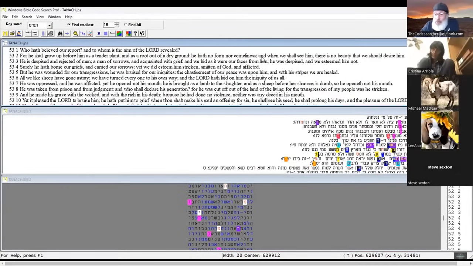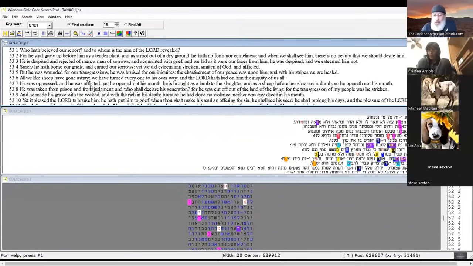He hath no form or comeliness, and when we shall see him, there is no beauty that we should desire him. He is despised and rejected of men, a man of sorrows. Again, telling us this is a man, and acquainted with grief. And we hid, as it were, our faces from him. He was despised, and we esteemed him not. Surely he hath borne our grief and carried our sorrows, yet we did esteem him stricken, smitten of Elohim, and afflicted. But he was wounded for our transgressions, and he was bruised for our iniquities, and the chastisement of our peace was upon him. And with his stripes we are healed. All we like sheep have gone astray. We have turned every one to his own way. And the Adonai hath laid on him the iniquity of us all.